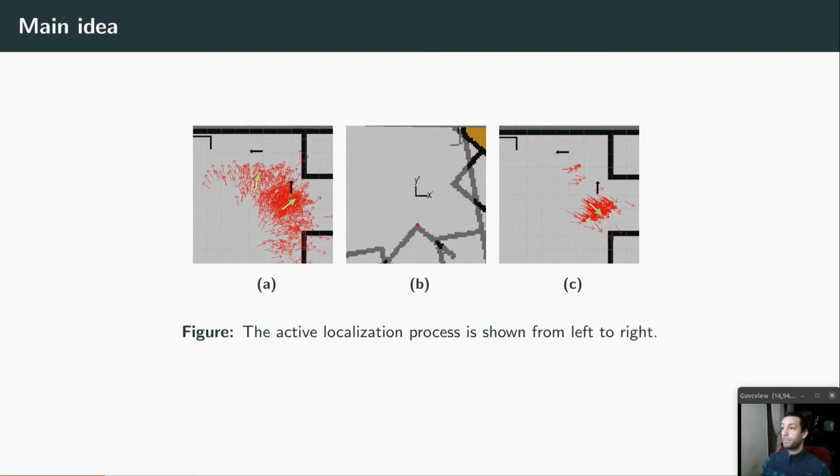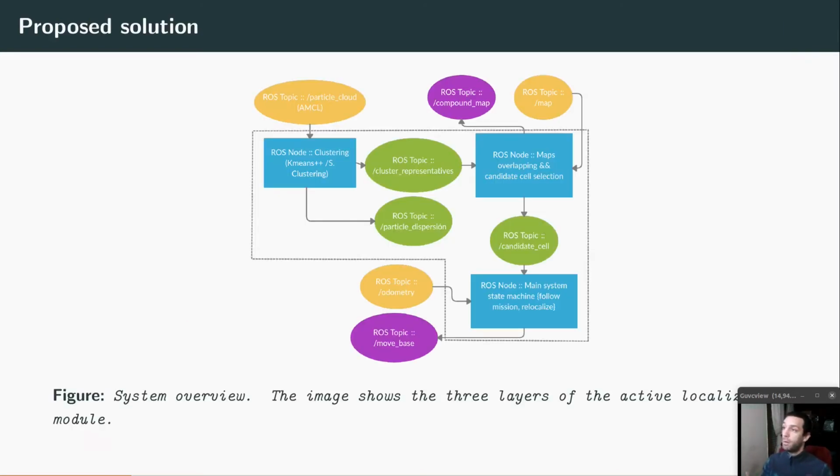In this compound map, the point closest to the robot is selected, and then the robot rotates to sense it. In the last image you can see the robot after rotating 90 degrees to the right, and you can see how the upper cluster became smaller and the other one became more focused. The system overview you can see in this image.